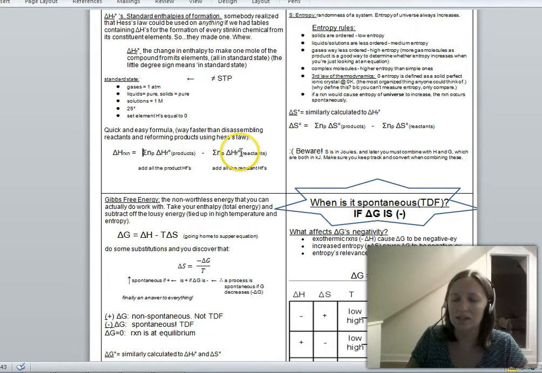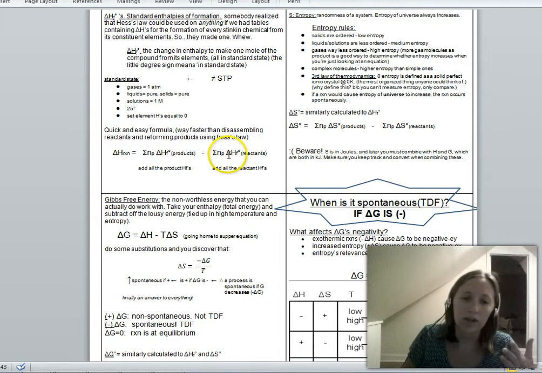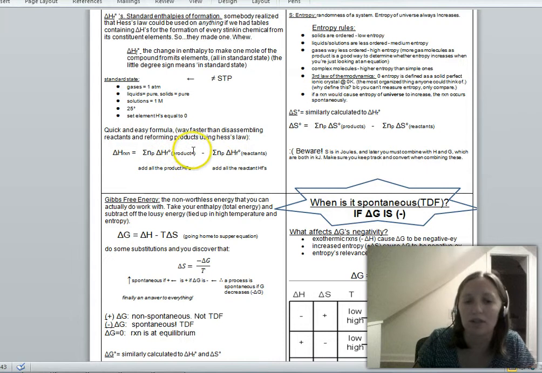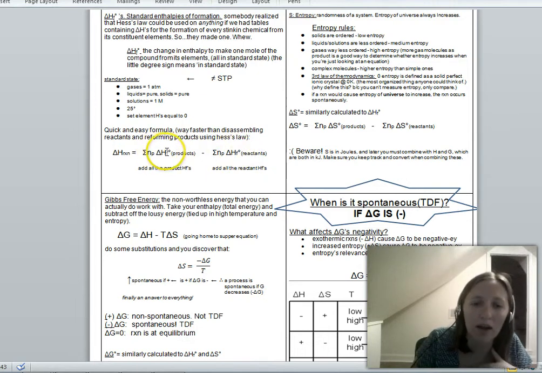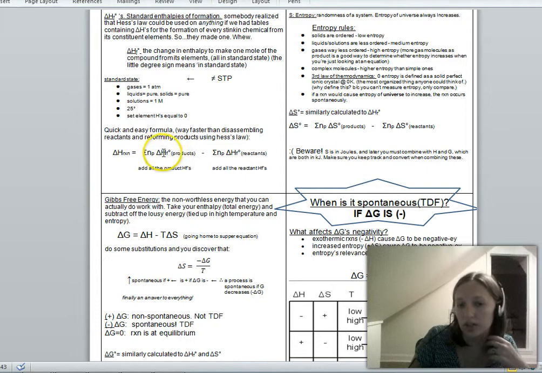And this makes intuitive sense because, of course, when you're measuring a change of anything, you just subtract the end minus the beginning. So the end is the products, which is the amount of enthalpy present in the products that you've got, minus the amount of enthalpy from the reactants. And again, these are the enthalpies of formation. So you would go and look up all the numbers in that table in your textbook.